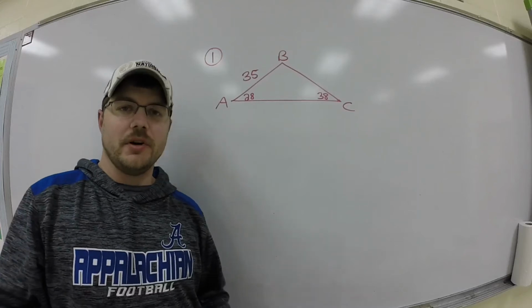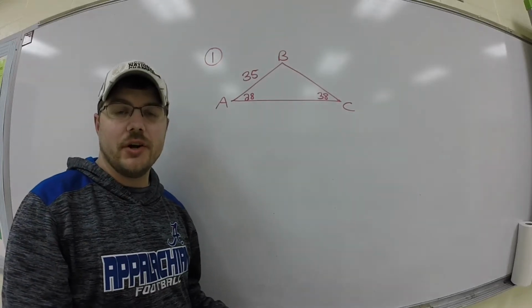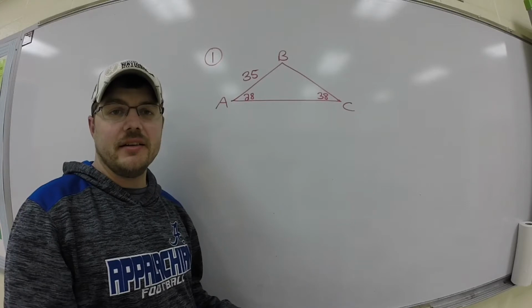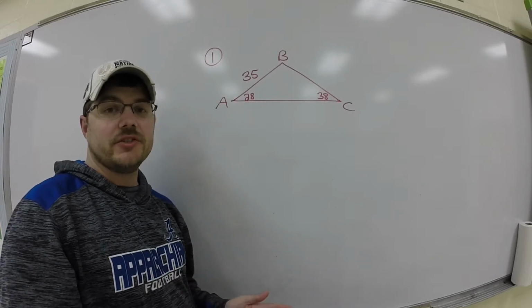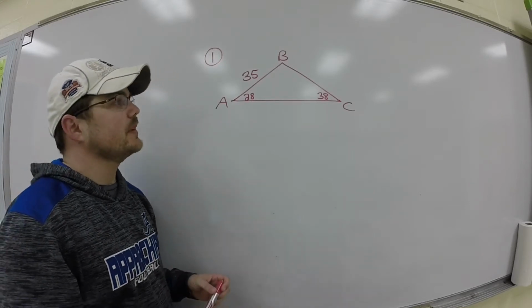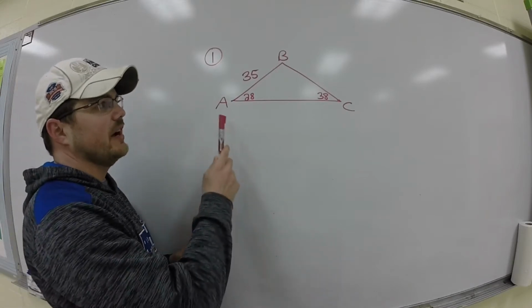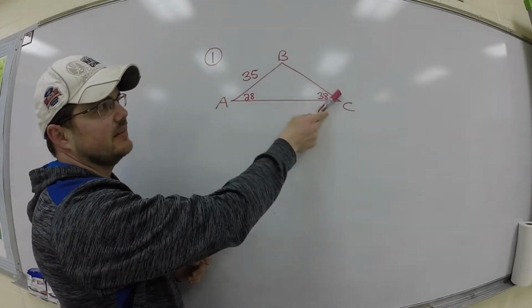Okay, class, what we're going to do today is go over your Law of Cosines, Law of Sines study guide, and we're going to go over each question. So we'll start with number one. Number one wants us to find the length of BC.